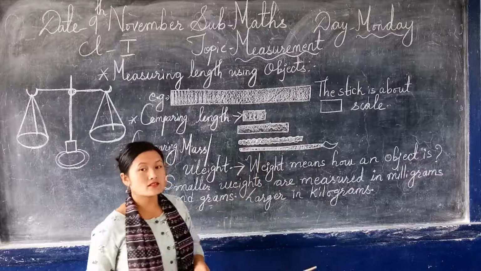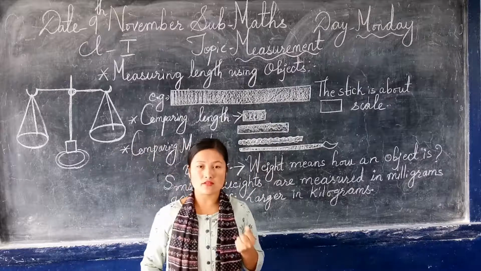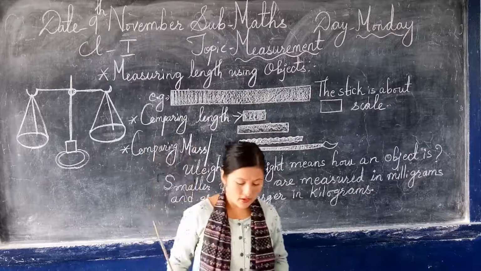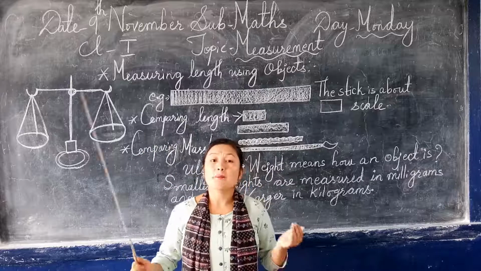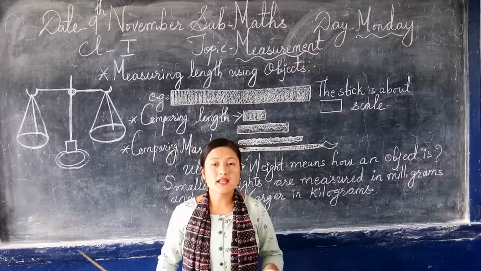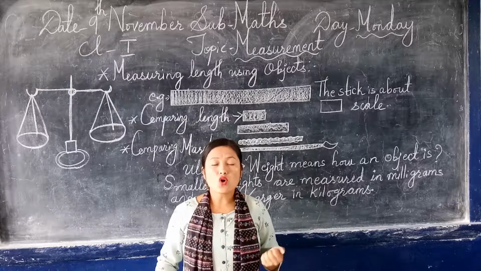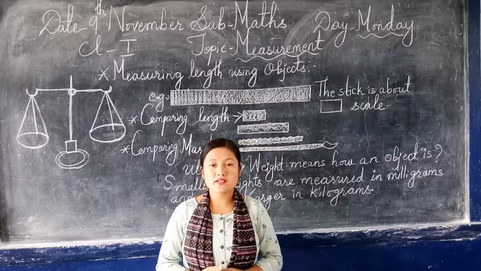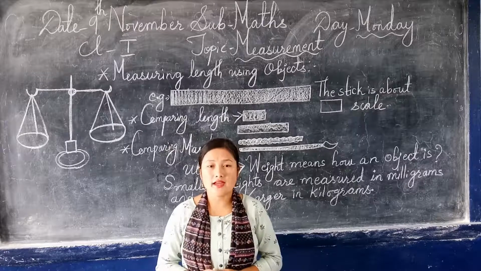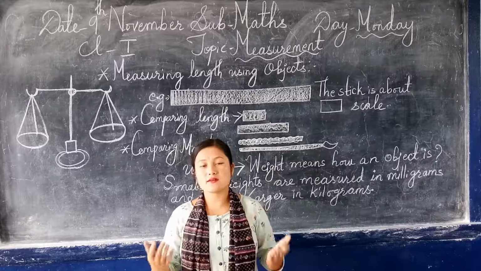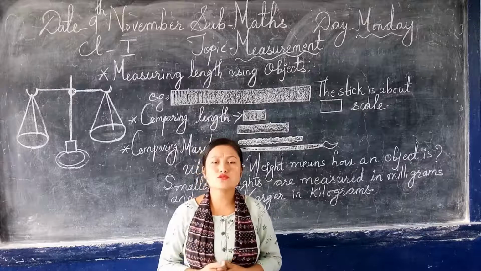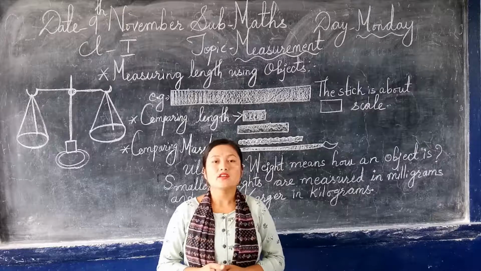Measurement, and it is taken from chapter number 9. You already know that. Now, what is measurement? What is a measurement or what is a length? The word length is used to measure how long an object is. Last time also I told you that the word length is used to measure the object.